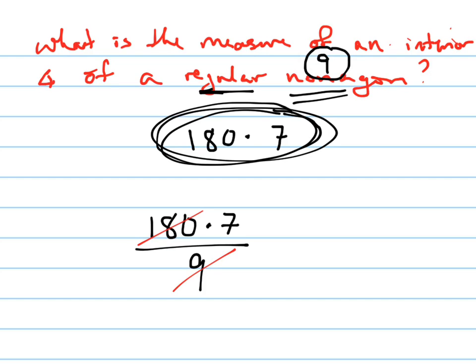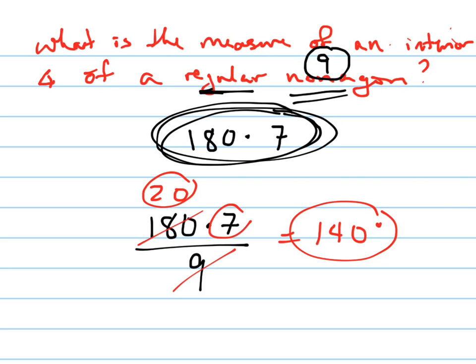9 and 180 cancel out into 20, right? Because you got it. Follow that? So now 20 times 7, I don't even need a calculator. It's 140. So 140 degrees, that's your answer.